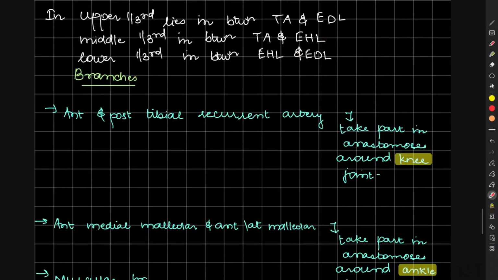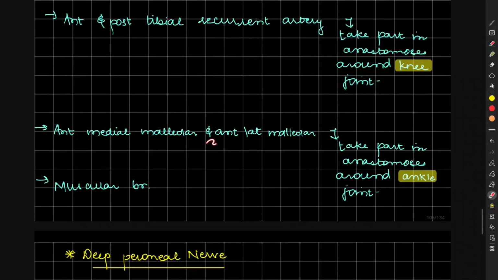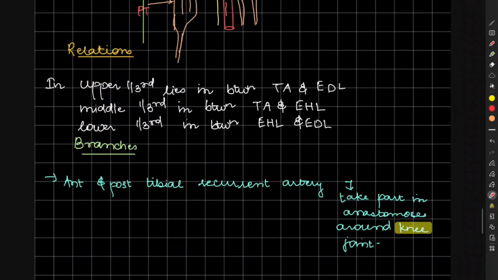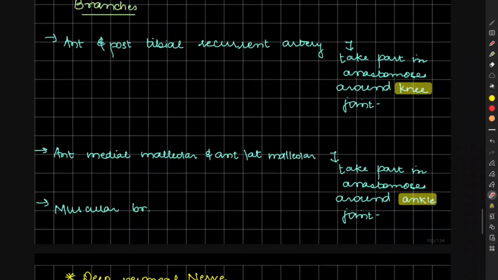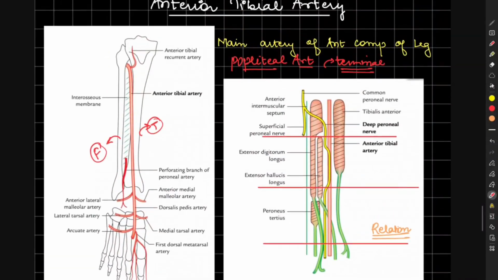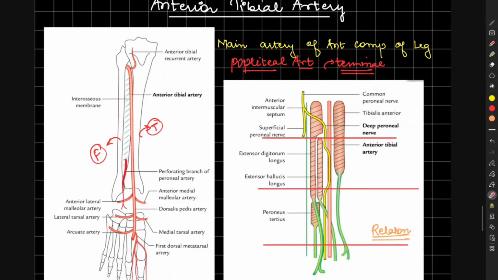Branches, if we see: the anterior and posterior tibial recurrent arteries, which take part in the anastomosis around the knee joint. The anterior medial malleolar and anterior lateral malleolar branches take part in the anastomosis around the ankle joint, whereas there are muscular branches to the adjacent muscles. So the branches are the tibial recurrent, the medial and lateral malleolar, and the muscular branches to the adjacent muscles. So this was entirely about the anterior tibial artery.